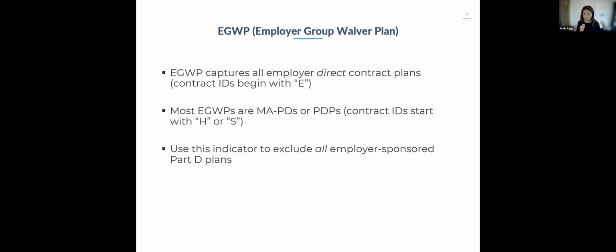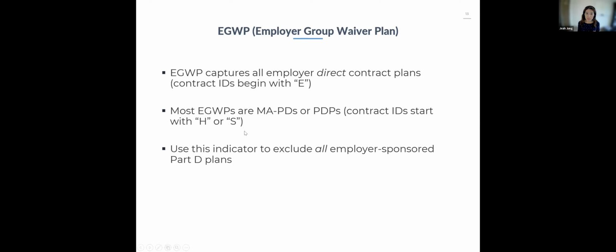That's another way you can tell from any public source data: looking at the plan ID, if it starts with 8, that's an employer group waiver plan, even though the contract ID starts with H or S. So that's EGWIPs, and we call them employer-sponsored plans, not employer direct contracts. If you use this EGWIP indicator, you can capture all employer-sponsored plans.